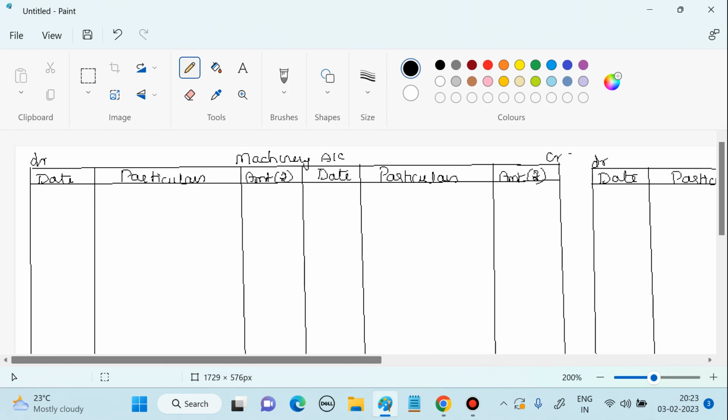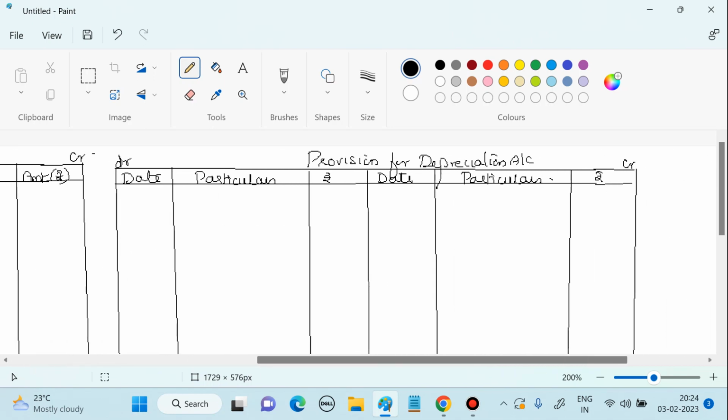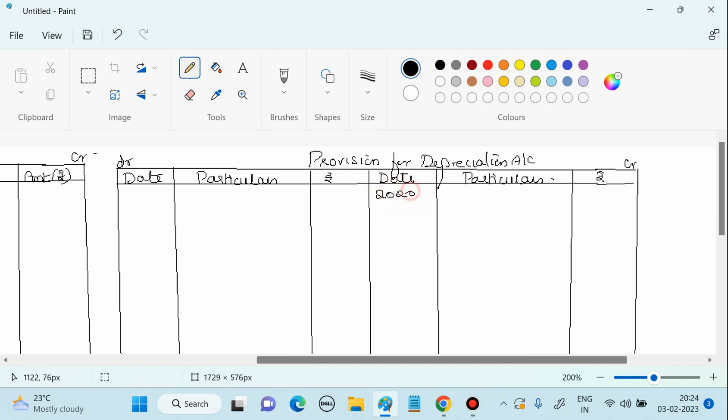Yes, ma'am. So they have given us the balances. Let's first write the balance on 1st April 2020. Machinery account had a balance of 20 lakh. Machinery is an asset account, so the balance is written here: to balance brought down, 20 lakhs. And provision for depreciation account has 8 lakh. It has a credit balance. So, 2020 April 1st, by balance brought down, 8 lakhs.